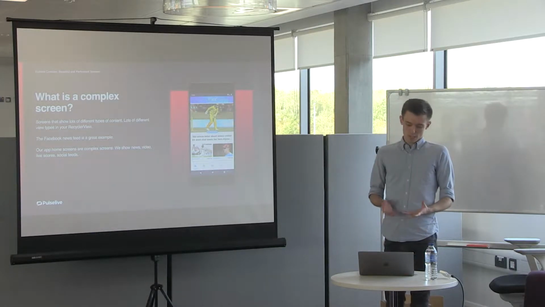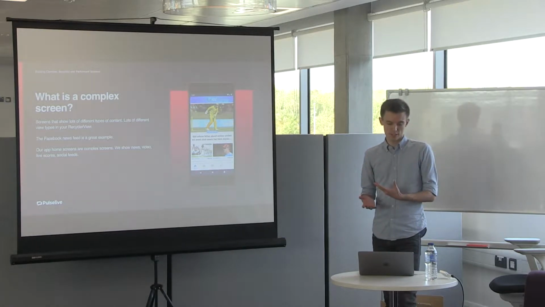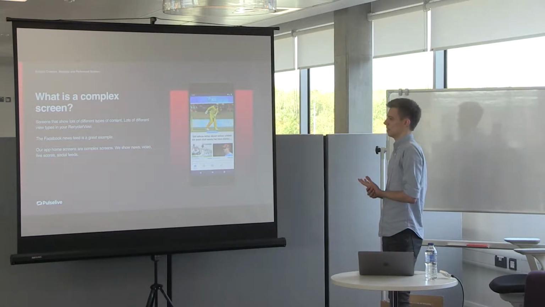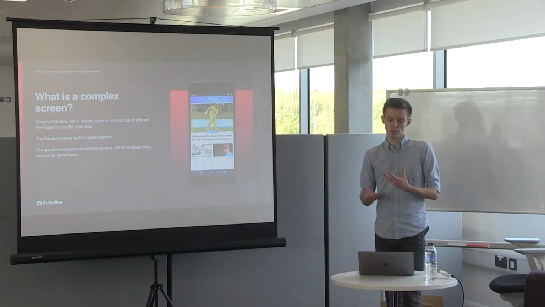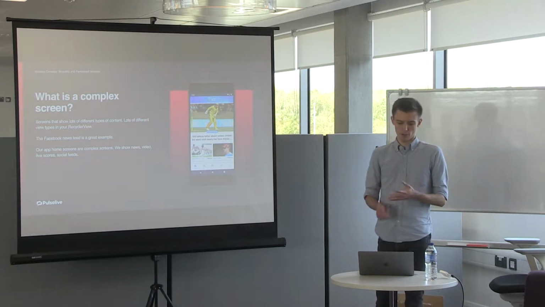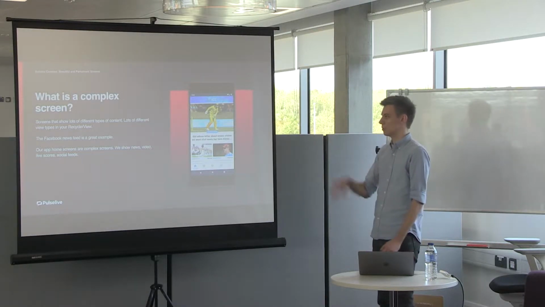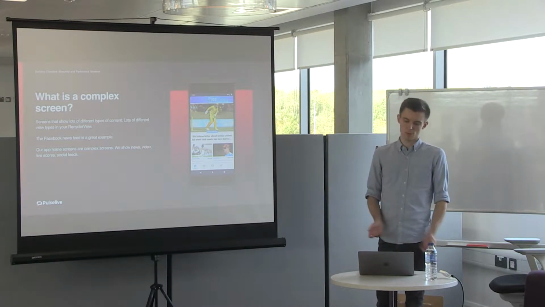So a complex screen is a screen that shows lots of different types of content. So you're recycling at the end of the day loads of different view types. So the Facebook newsfeed is a great example. As you scroll through your newsfeed, you've got the polls, the newsfeed photos, friend suggestions, and loads of stuff in there. And actually, they're recycling under the hood there. It's got loads of different view types to inflate and recycle.